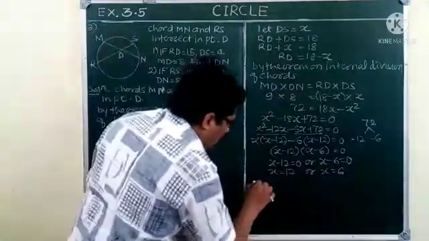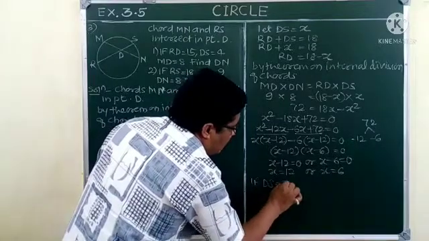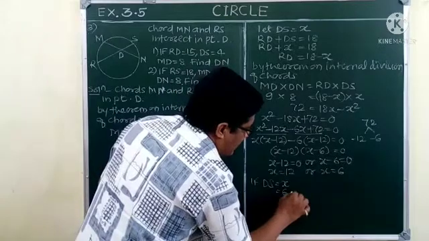Now if DS is equal to x then it will be 6.